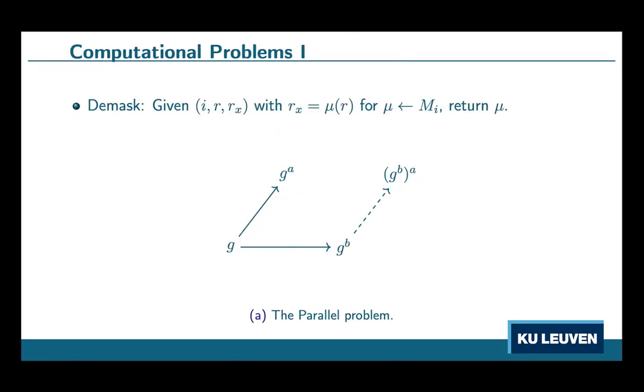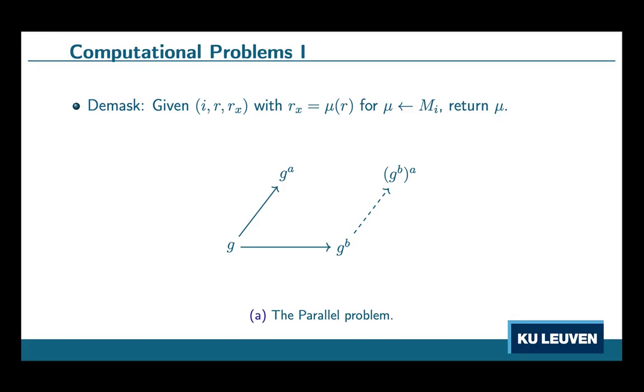So then defining this structure like this gives us a couple of computational problems which have some analogs in the more traditional discrete log setting. The first is the demask problem, where one is given a masking set index, a base representative R, and Rx, which is the product of a random mask applied to R. And the challenge is to return this mask. So in the discrete logarithm setting, this is simply the discrete logarithm problem. So given a random a and g to the a, one has to return a.